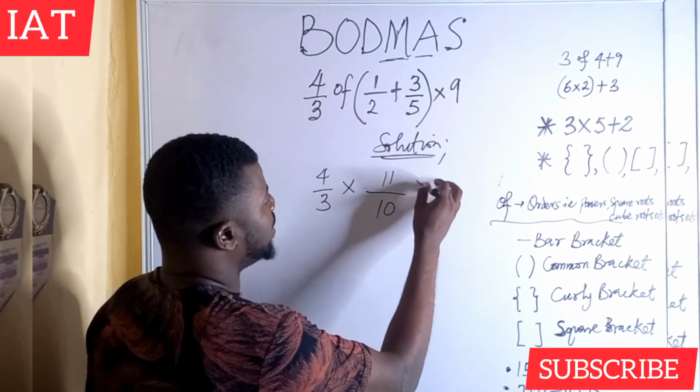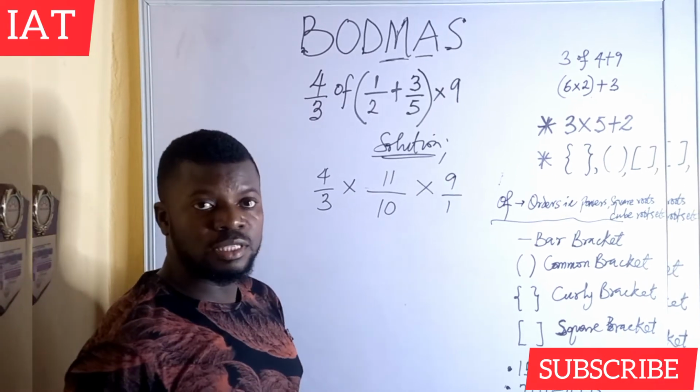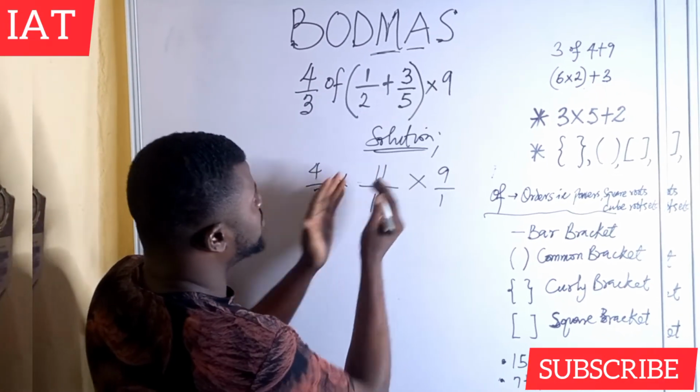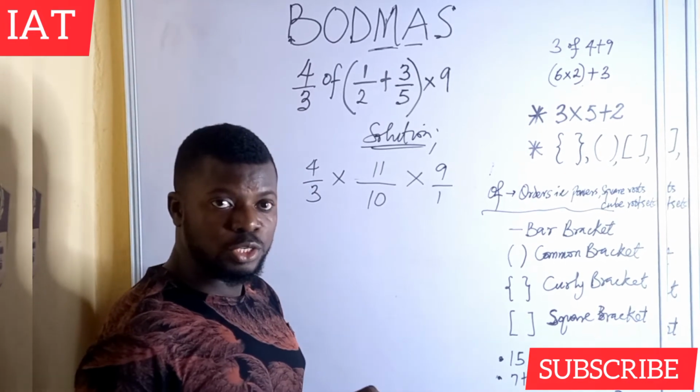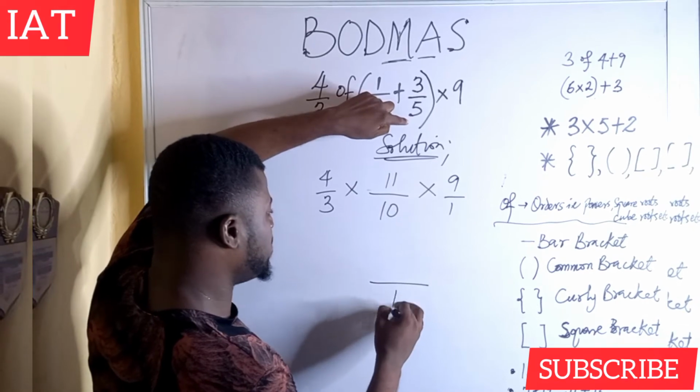And this is multiplying by 9. This 9, you can also make it over 1, because 9 divided by 1 is also 9. If you're not comfortable with this method, you can still do it with the usual method, looking for the LCM of 2 and 5, and the LCM is 10.